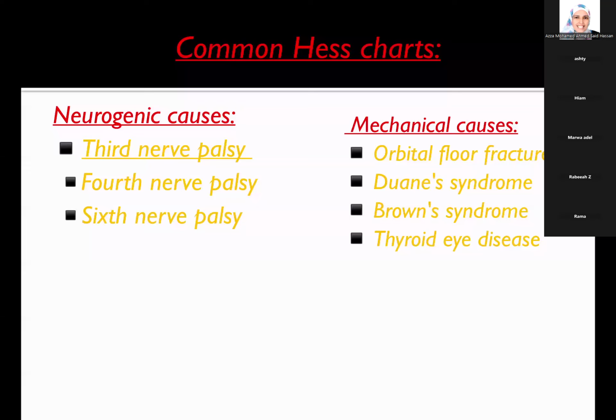Heading through other examples of cranial nerve palsies or causes of diplopia. As we mentioned, it can be neurological causes, third, fourth, or sixth cranial nerve palsy, or mechanical causes. The mechanical causes can be orbital floor fracture, thyroid ophthalmopathy, as we've seen in the examples, and ocular mechanical causes like cranial nerve disinnervation syndromes, Duane and Brown syndromes.